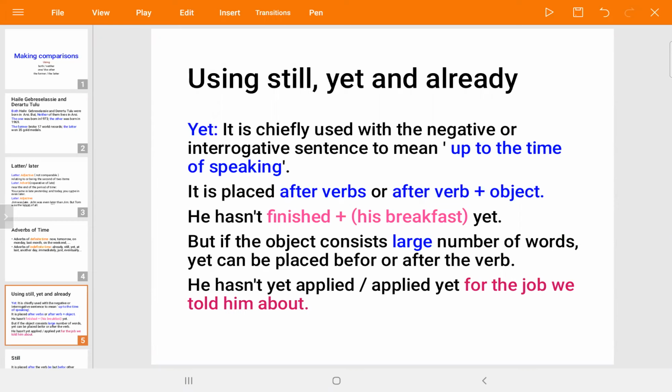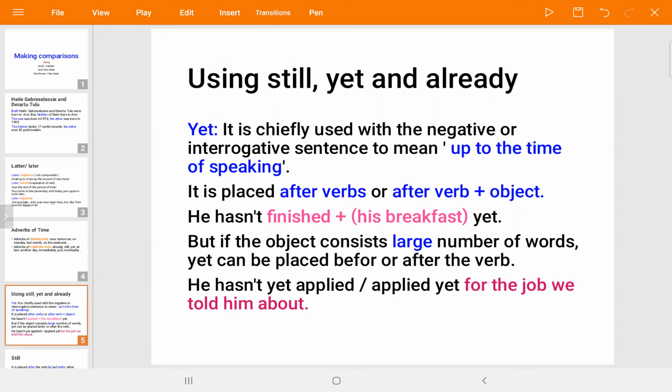Still shows the continuity of any action, and then already means before now. This is the meaning of these three indefinite time adverbs. Still, the continuity of time; yet, up to the time of speaking; and already, before now. We just use these words.